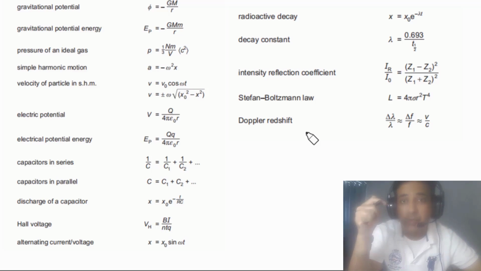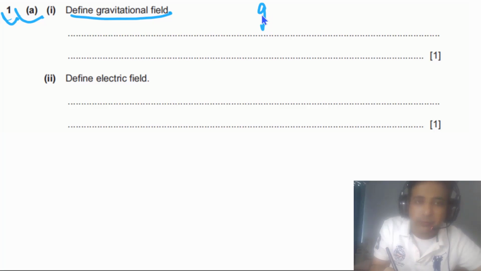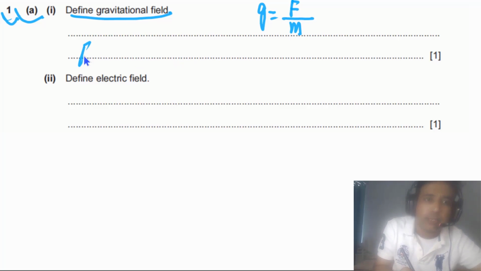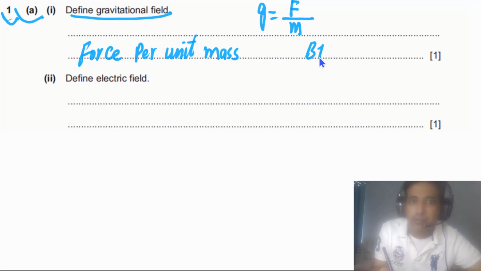Question 1, part A says define gravitational field, and gravitational field means g. This is simply equal to gravitational force per unit mass. So simply we can write down gravitational force per unit mass. If you write down force per unit mass, still you will get the mark. This question has only 1 mark and this is a B mark, meaning this has to be in your answer.